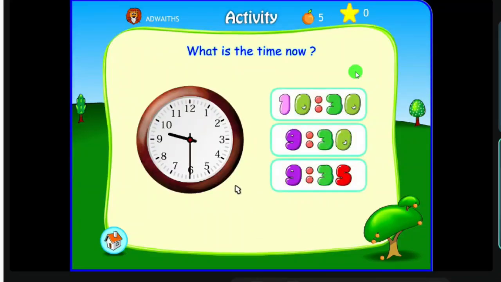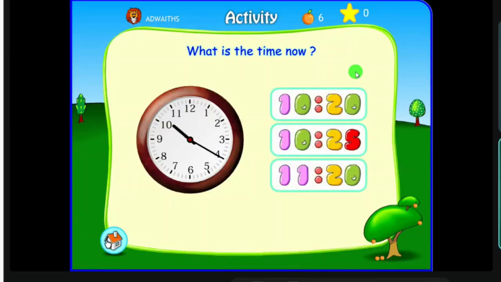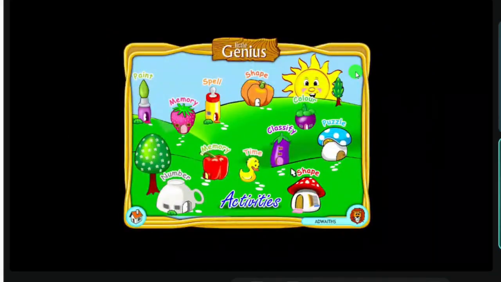Another thing he will be getting. So how to read time? We have already learned, you have seen that. So he gets it. This way hundreds are there, different times will be coming. Then you have got the shape test.